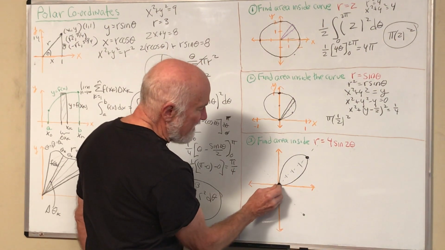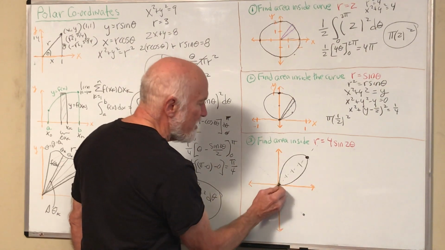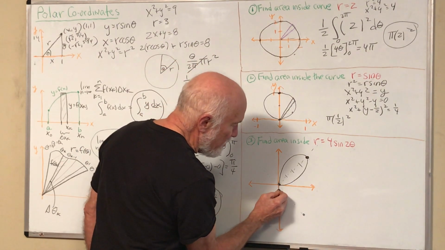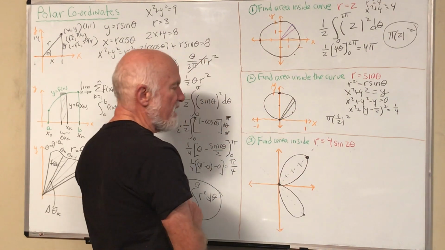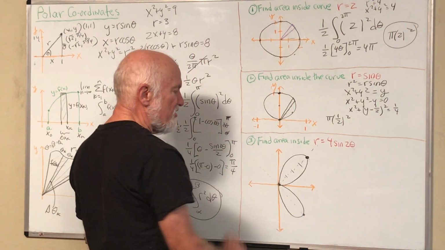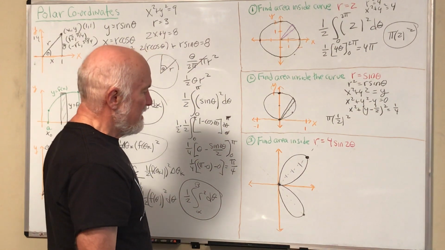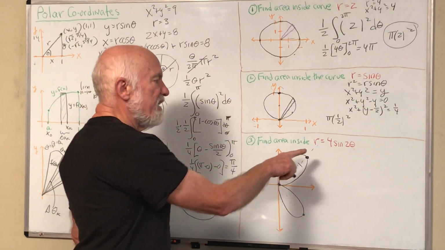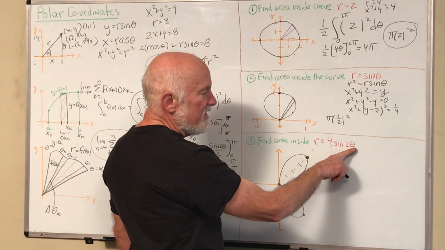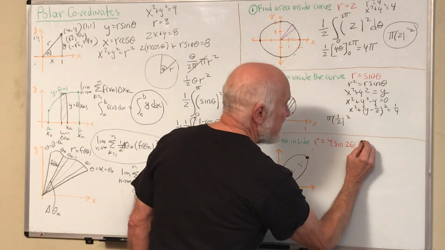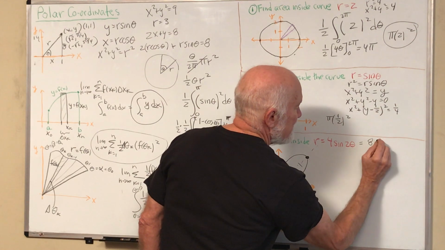So what's going to happen is after you've traced this first loop, you're going to go down and trace another loop. Because by the time you get to pi, you're back down to 0 again. And another way of looking at it is you could say the sine of 2 theta is 2 sine of theta cosine of theta.